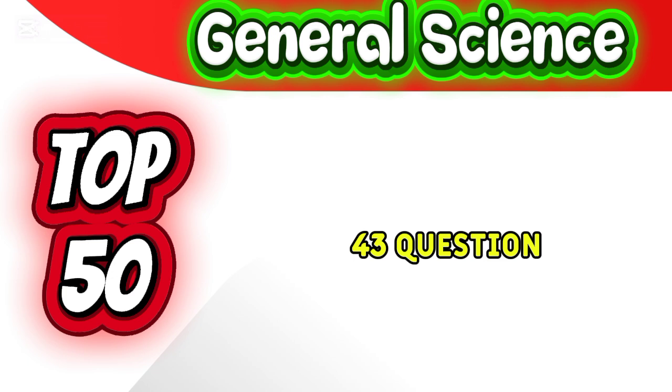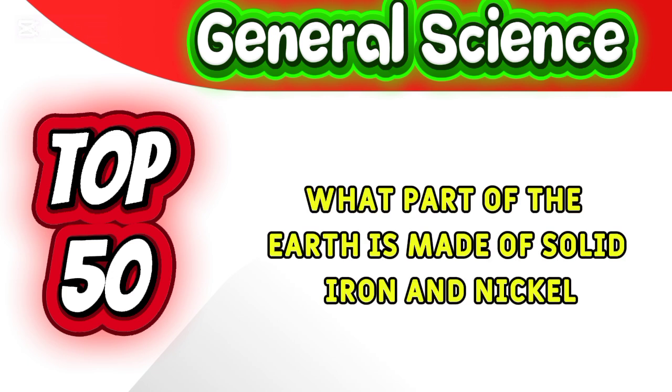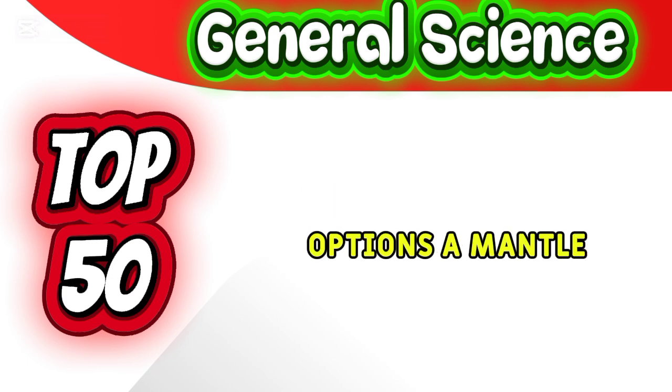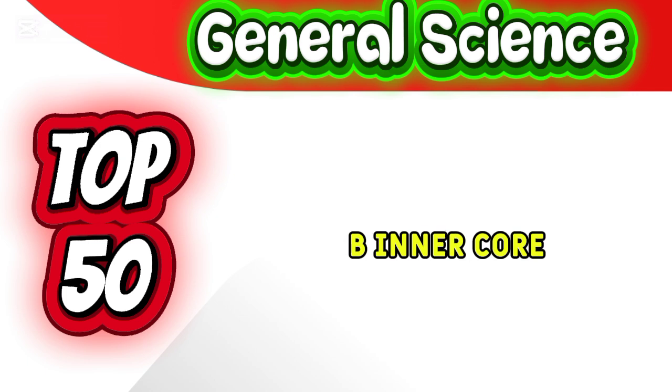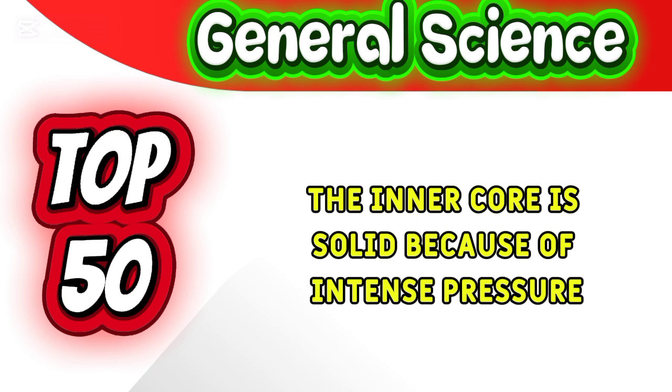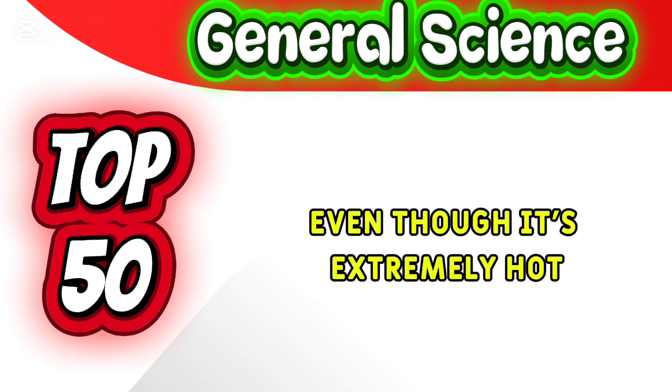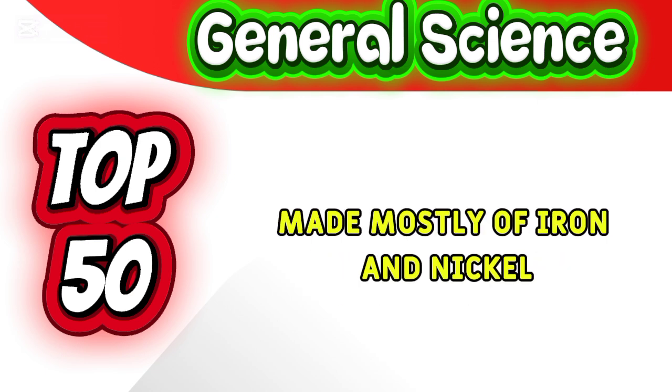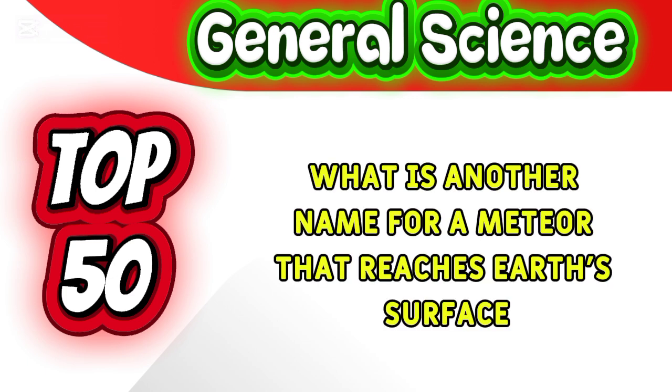43. Question. What part of the earth is made of solid iron and nickel? Options: A, mantle, B, inner core, C, outer core, D, crust. Correct answer is B, inner core. Explanation. The inner core is solid because of intense pressure, even though it's extremely hot, made mostly of iron and nickel.